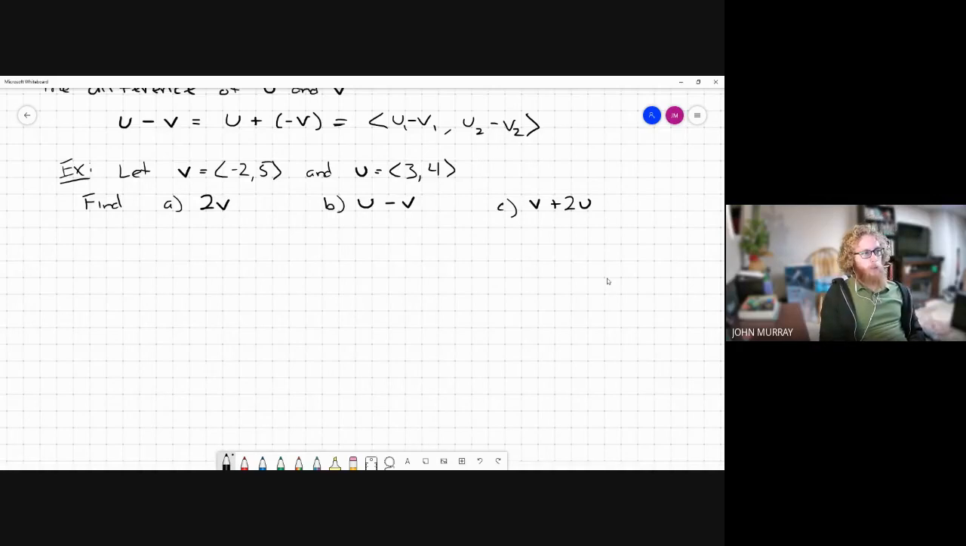So I want to find the scalar multiple of my vector v. To write it out mathematically, 2 times my first component, -2, and then 2 times my second part, 5. So 2v would be -4, 10. All right, I think that's pretty straightforward.